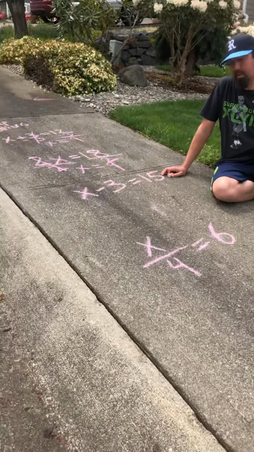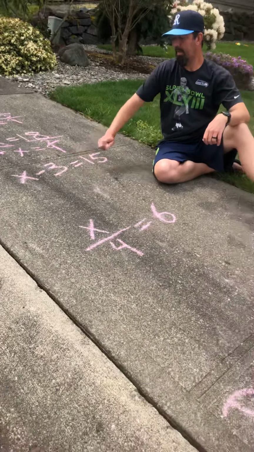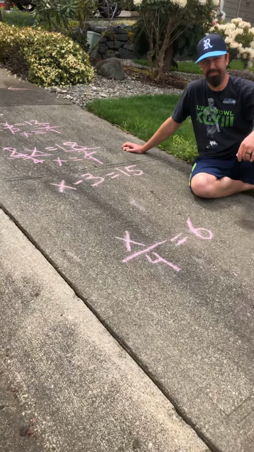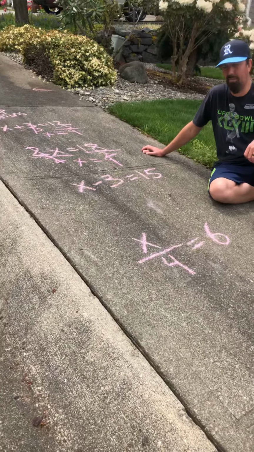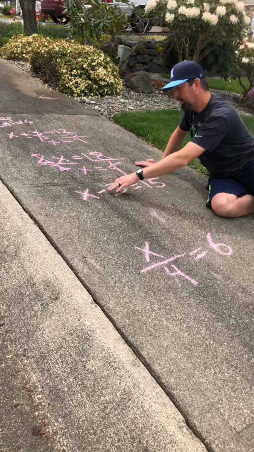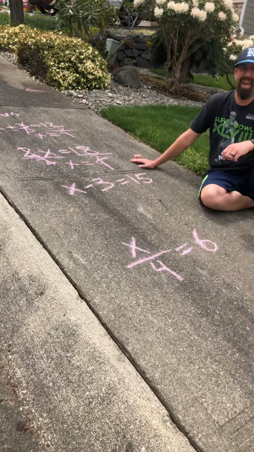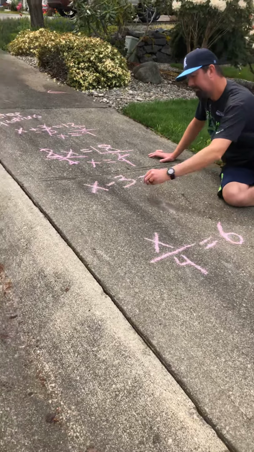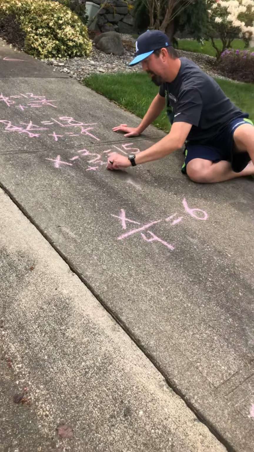Next one down says x minus 3 equals 15. Again, we want to do the opposite of what's been done to the variable. Our variable is x. We are subtracting 3, so we want to add 3. That's the opposite. So we're going to add 3 here.